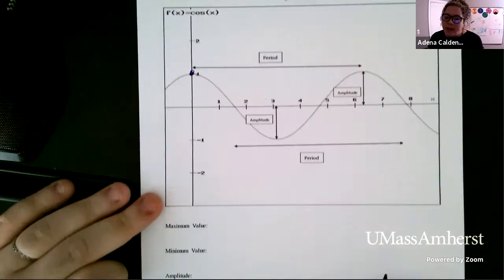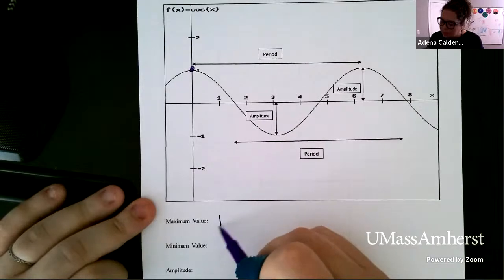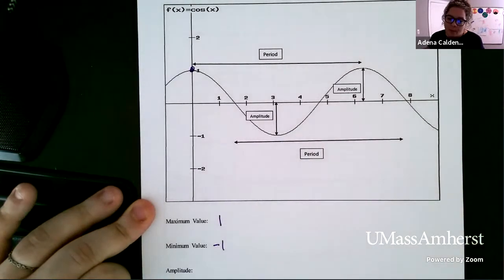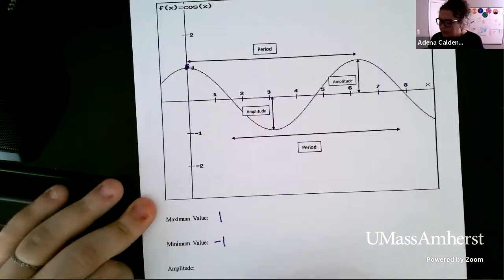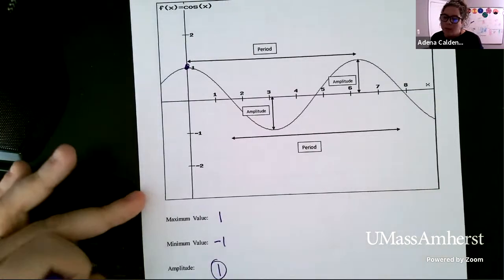So just like sine, the maximum value of cosine is 1. The minimum value of cosine is -1, which is the same, which means our amplitude is going to be 1.